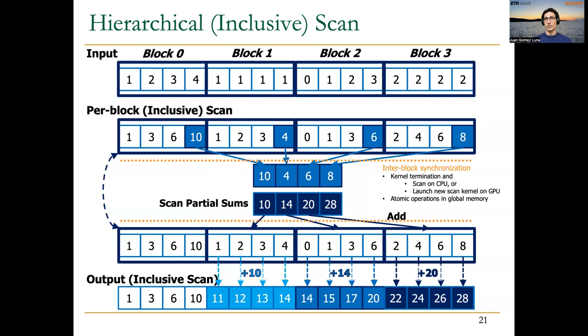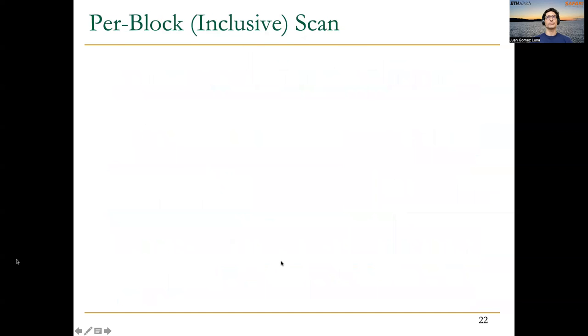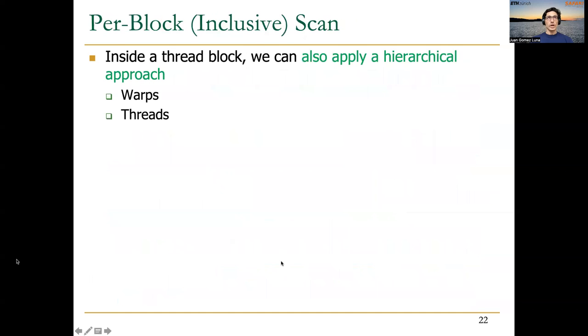After the scan of partial results has been calculated, we can launch a second kernel that performs the addition operation to add these offsets to the elements of the corresponding chunks assigned to each block. So, how to implement an efficient per-block inclusive scan? This is the next thing to ask ourselves.